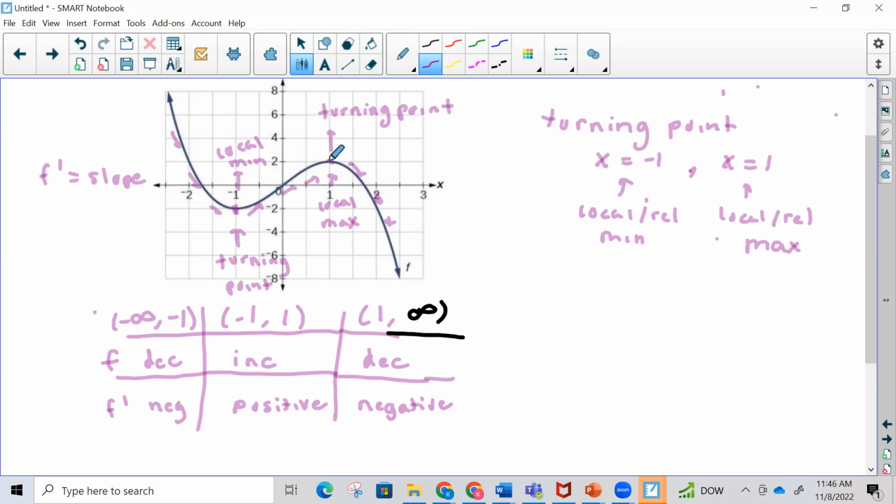At the turning points, we say that my slope would be a horizontal tangent line. And so we say that the derivative is equal to 0 at both of these turning points. So f prime is equal to 0 here and here.